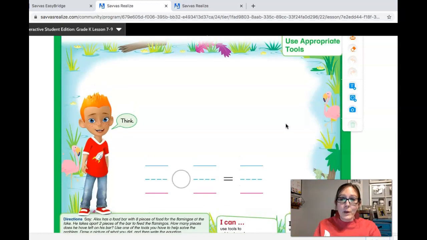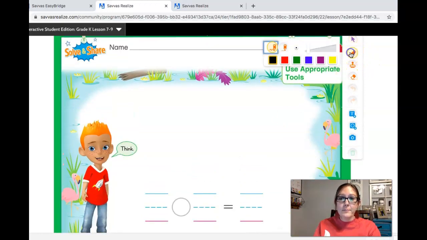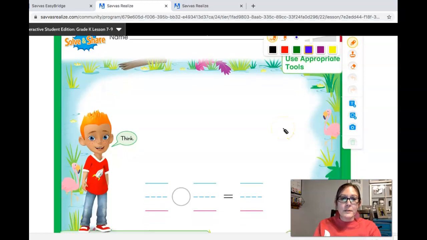I'm going to read it one more time. Make sure you're listening. Alex goes to the zoo to feed the flamingos. He has 8 pieces of food. He feeds them 2 pieces. How many pieces does he have left? Push pause, draw the picture, and write the equation that matches, and then push play when you're ready to come back. We'll check our work together.